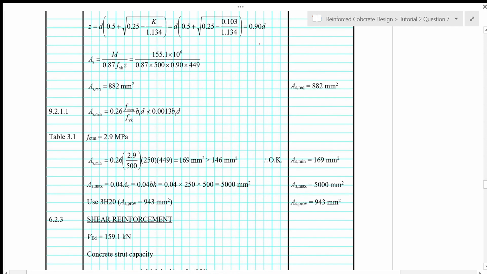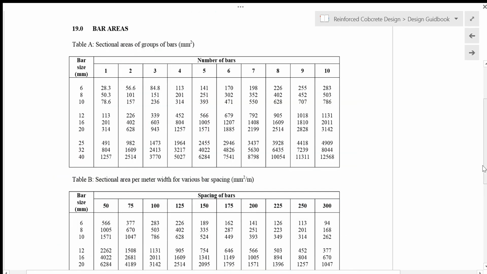After that, we calculate the minimum steel reinforcement. So this is similar to span AB design as well. So we get As,min of 169 millimeter square and As,max of 5000 millimeter square, and then we provide 3H20 to give As,provided of 943 square millimeter.